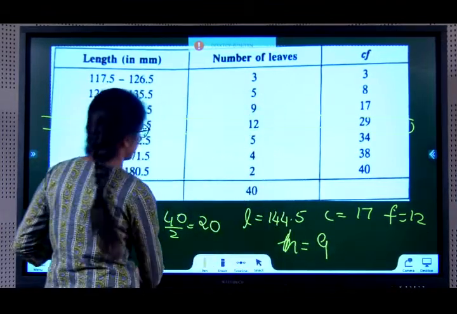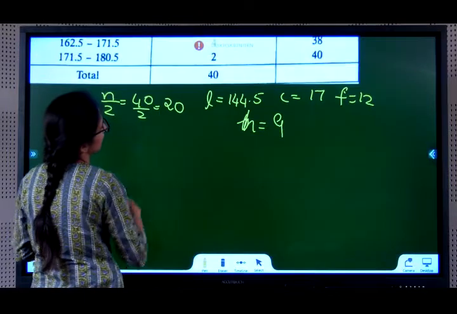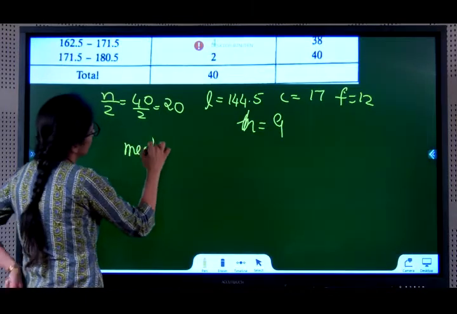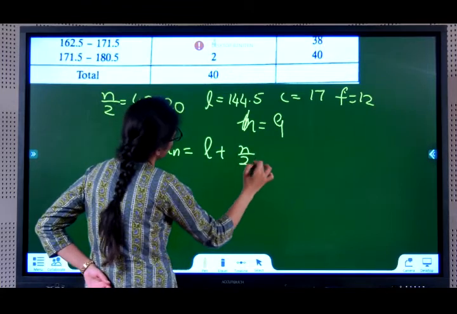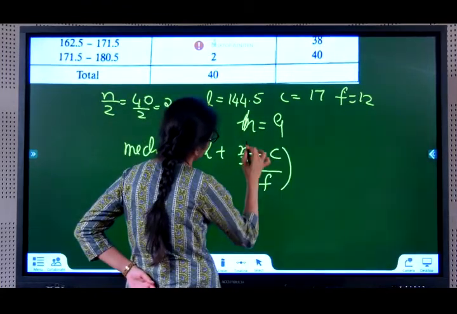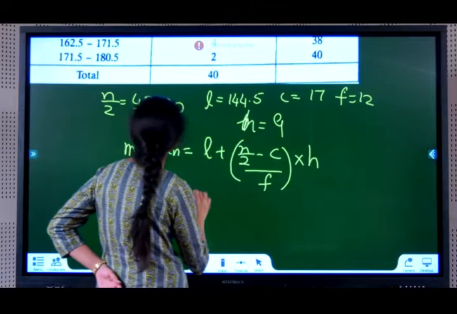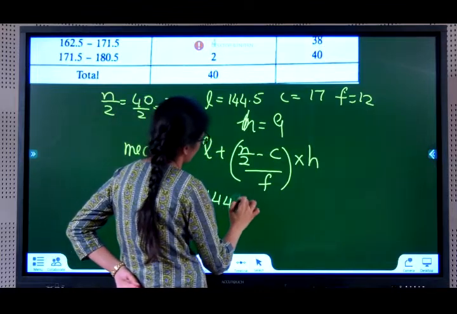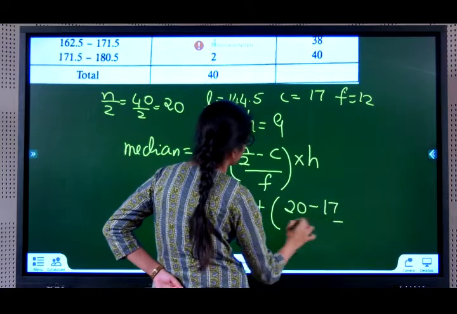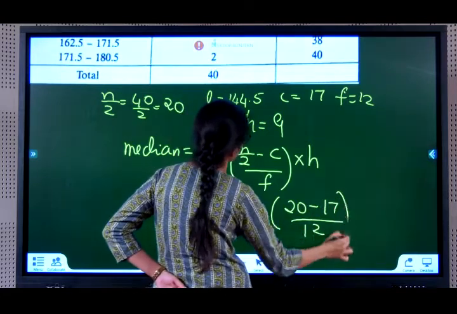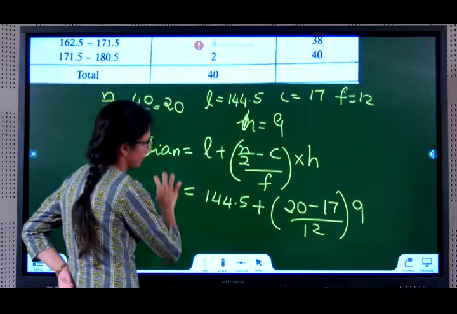Now you have all the values. Substitute in the median formula and find the median. So median is given as L plus n by 2 minus C by F into H. L 144.5 plus n by 2 20 minus C 17, F 12, H 9. Solve.